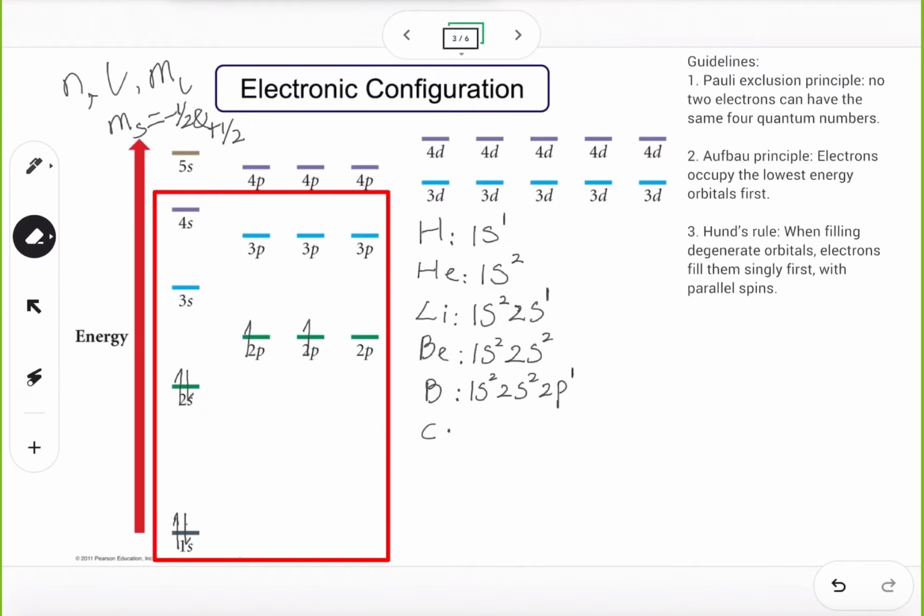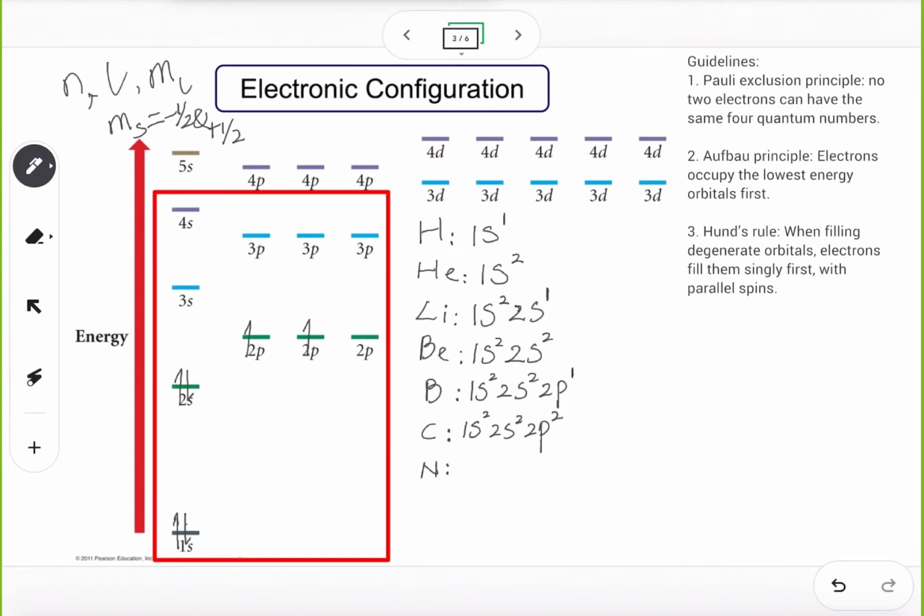So the second electron will go to the second 2p orbital. So let's write the electronic configuration for carbon. That's going to be 1s2, 2s2, and 2p2. Okay. All right. And then the next element is going to be nitrogen. Nitrogen has 7 electrons.